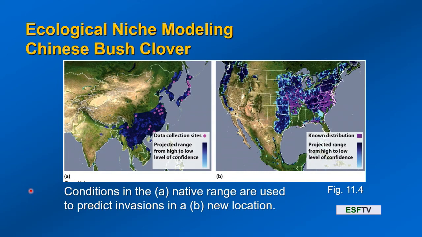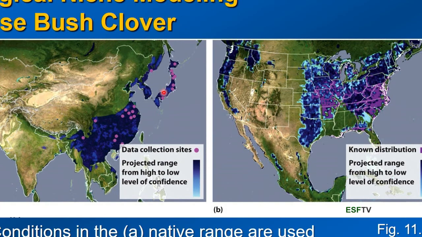Okay, so here's an example from your book. It's the ecological niche modeling on Chinese bush clover, which occurs in this region of Asia and up into Japan. And you see the projected range. It will do very well where it's dark, and it can actually get established where it's light colored blue. Now I'm on the left panel, panel A, so this is the native range of this plant. And when they did the ecological niche modeling on this area where they were occurring, they said, well, looks like we might have a problem in North America because the same conditions occur out here.